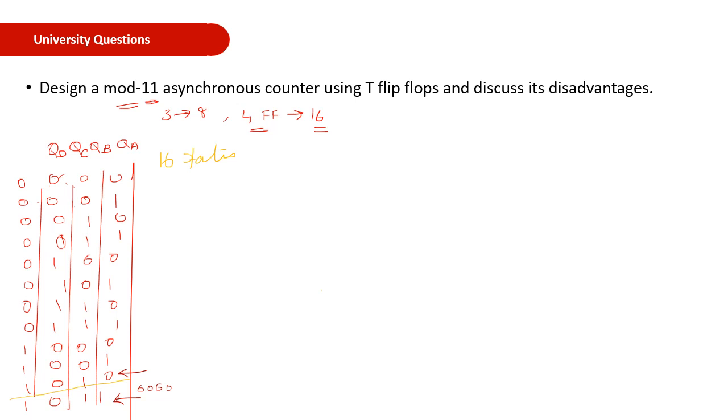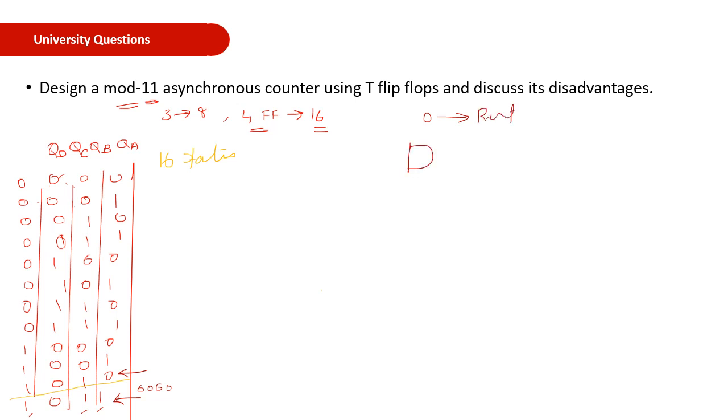That you can ensure with the help of a NAND gate. Here you can see that when the 12th state is occurring, the outputs QA, QB and QD are 1. So we can feed these three inputs to a NAND gate, and the output of the NAND gate you can give to the low activated clear pin. Low activated clear pin means when the input is given as 0, that flip-flop gets reset.